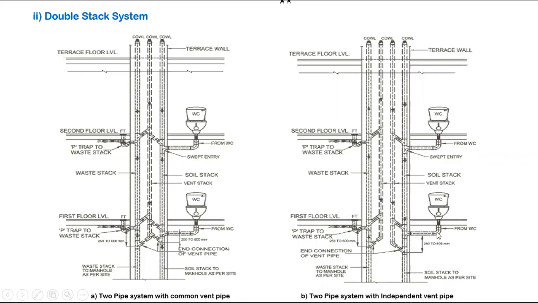Always you have to connect the vent pipe above the drain pipe. Bottom you should not connect. For the ground floor, the pipe is coming like this, so you have to connect after the ground floor pipe only. If the first floor pipe is coming here, you have to connect the vent pipe above the drain pipe only, not below the drain pipe. Like that we have to connect.